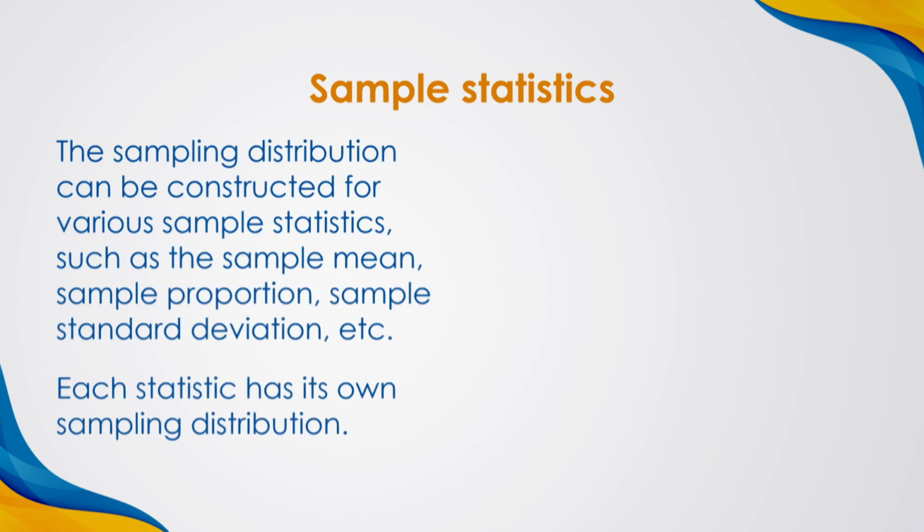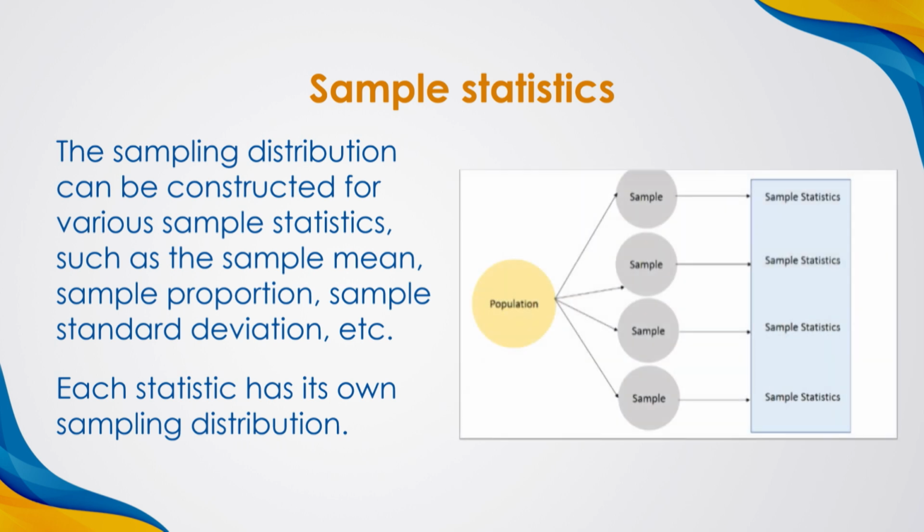Sample statistics. The sampling distribution can be constructed for various sample statistics, such as the sample mean, sample proportion, sample standard deviation, etc. Each statistic has its own sampling distribution. Suppose we have a population. From that population we have several samples, so we can find the sample statistics for each and every sample.